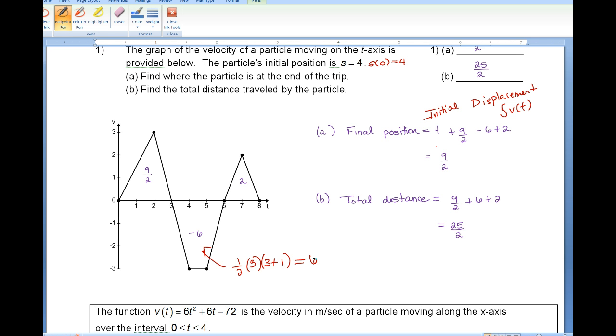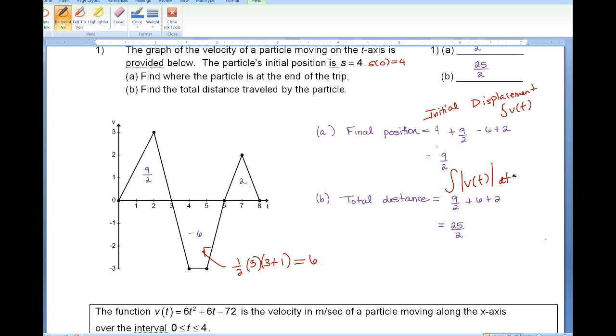You get 9/2. Now for the total distance traveled, whenever we're talking about a total amount, we want to just make everything positive. And we don't use the initial condition. It's just the absolute value of velocity in the integral. So basically, anytime it has a negative velocity, we just make that positive. Good?